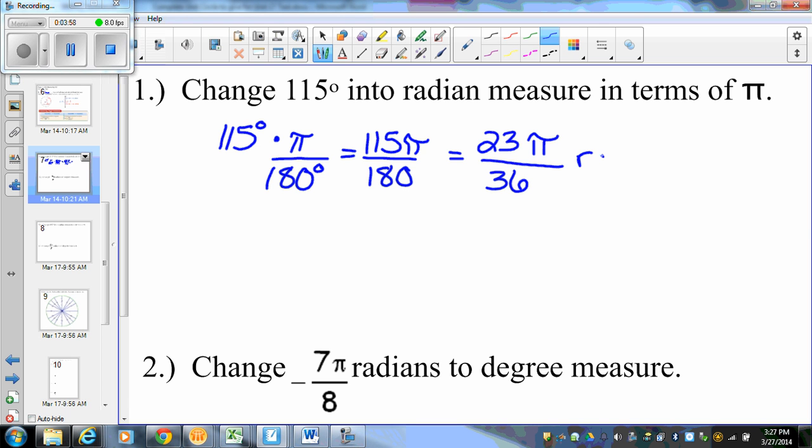You don't have to write the word radians at the end of it. In fact, if we don't see that and we don't see a little degree symbol, then we assume that that angle measurement is in radians.